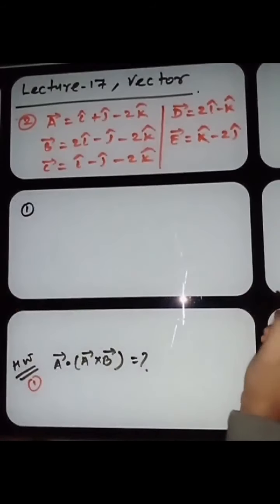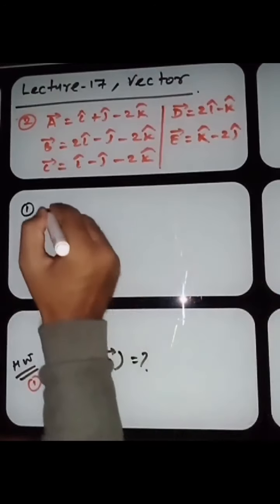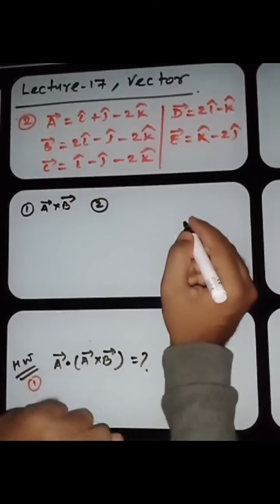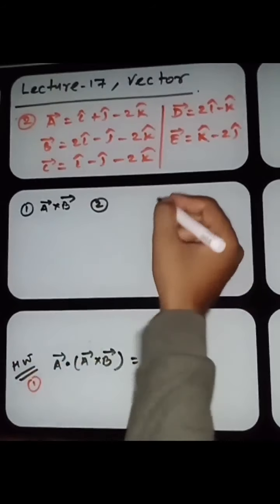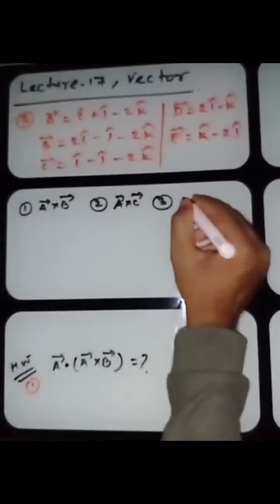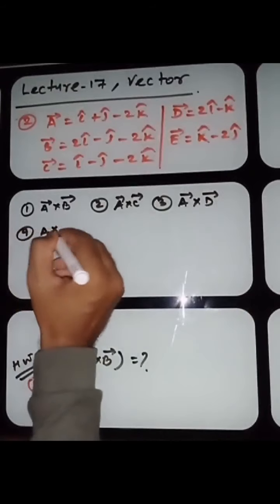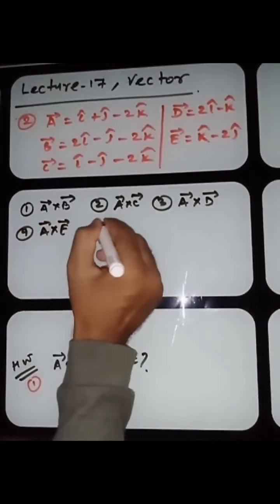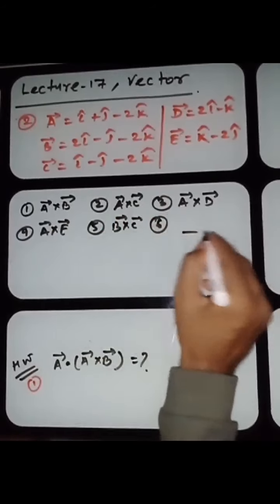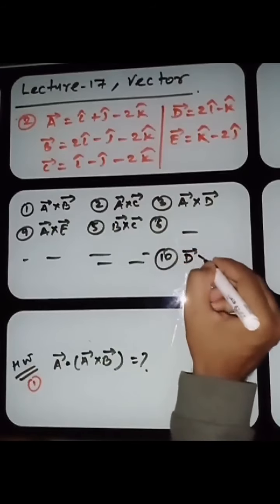The first one, you have to make the proper combinations. A cross B. Overall you will have 10 questions. Second one, A cross C. Third, A cross D. Fourth, A cross E. Fifth, B cross C. Sixth, in this way you will write the 10. The 10th will be D cross A.